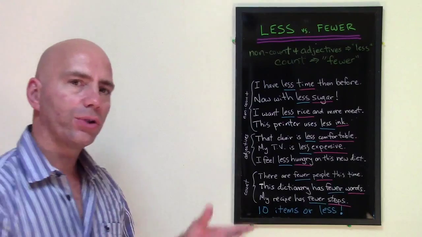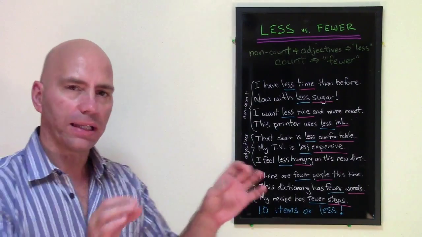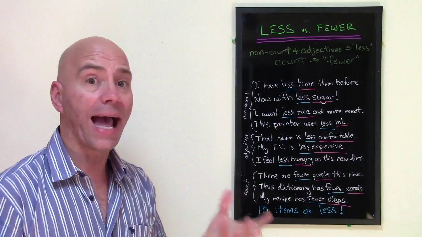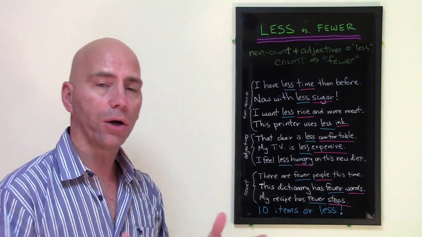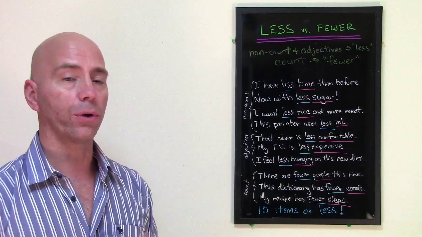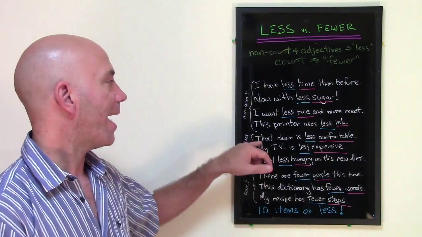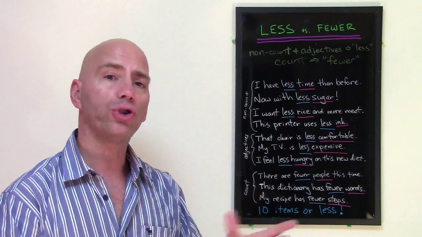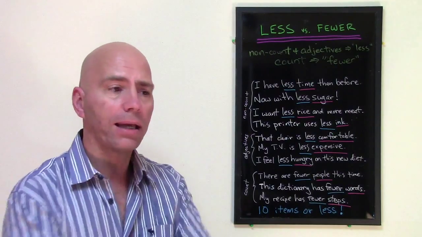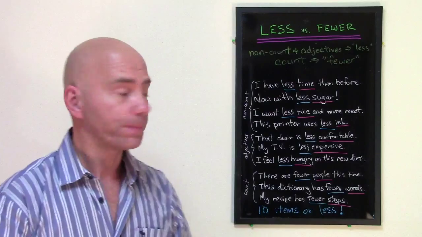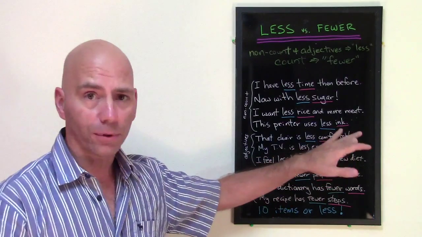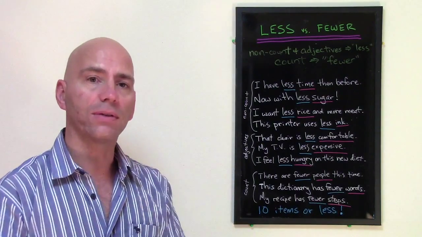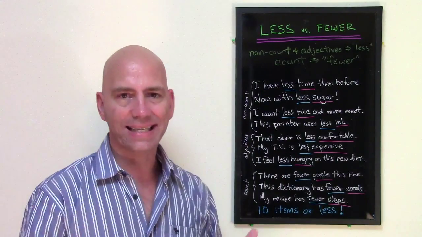Okay, now let's go to adjectives. It's a little bit different here. Here the word less is used with things, nouns. But with adjectives, we also use the word less. We never use the word fewer. So for example, that chair is less comfortable. Again, I might be comparing two chairs, and this one's okay, but that one's less comfortable. So here, comfortable is not a thing, it's not a noun, it's an adjective. It describes something. So that chair is less comfortable.